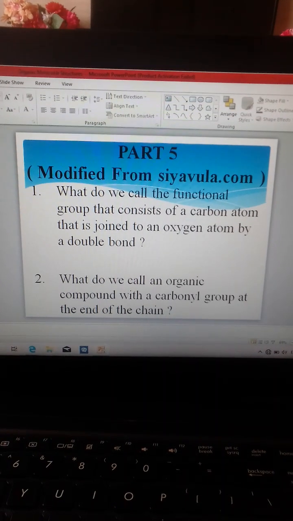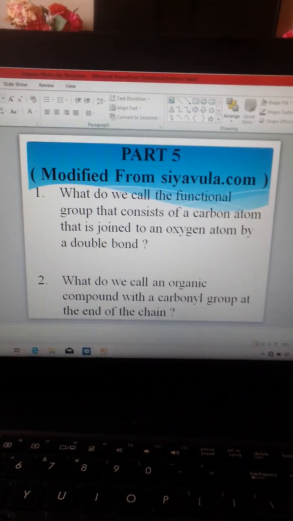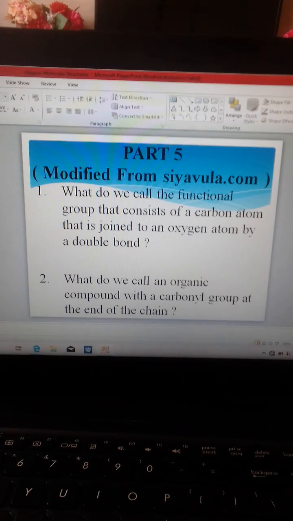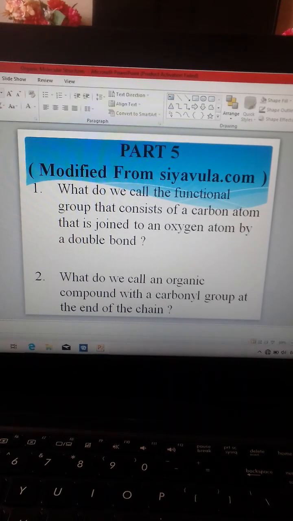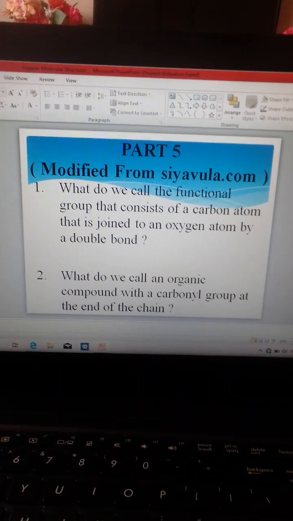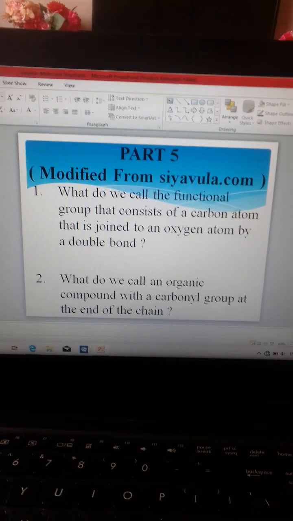Hello grade 12s and welcome to the fifth lesson under organic molecular structures. Please take this down. I modified it from siavula.com.